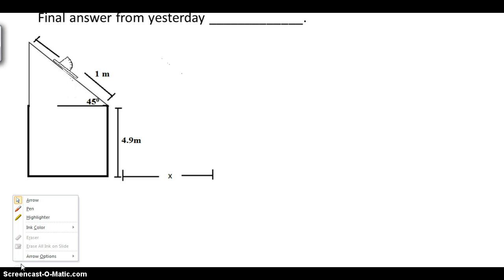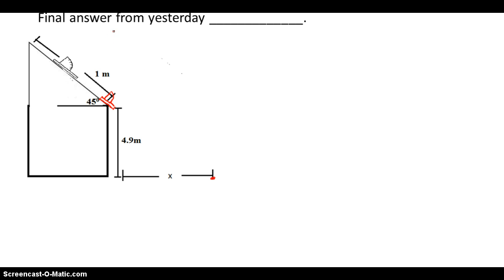Alright, our first step for solving this difficult problem, where does the block land? First, we need to find with what speed it is leaving this ramp. So when it leaves this ramp, how fast is it going? With what speed?